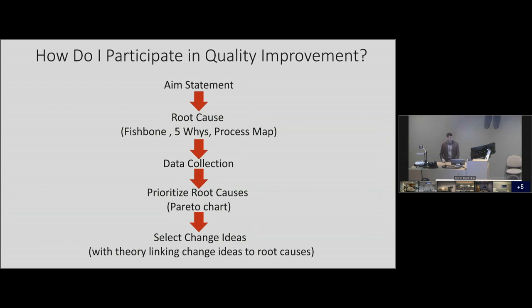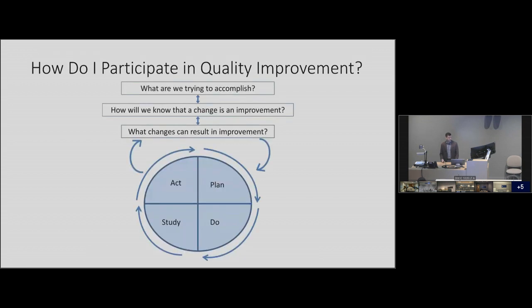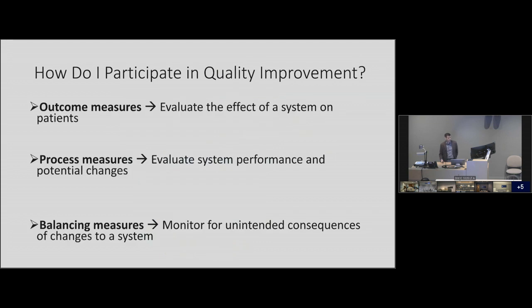Okay, so we summarized how we go from an aim statement to coming up with change ideas. And we talked about what changes will result in improvement. And so how will we know that a change is an improvement? So that second question, what are our outcomes? And this is similar to clinical research in a way. So you have your outcome measure, which evaluates the effect of a change on a system.